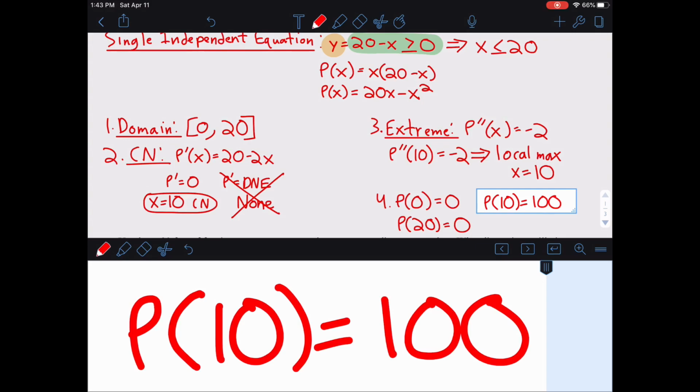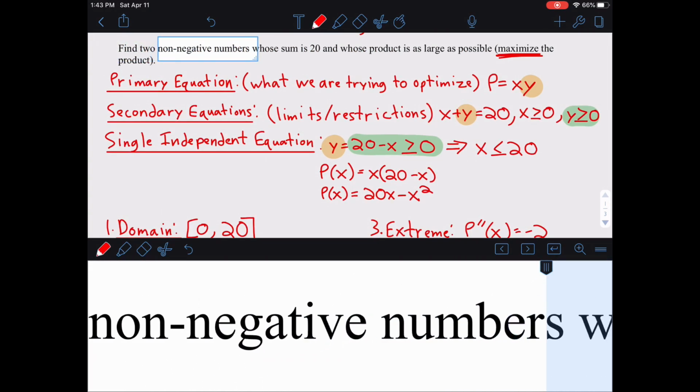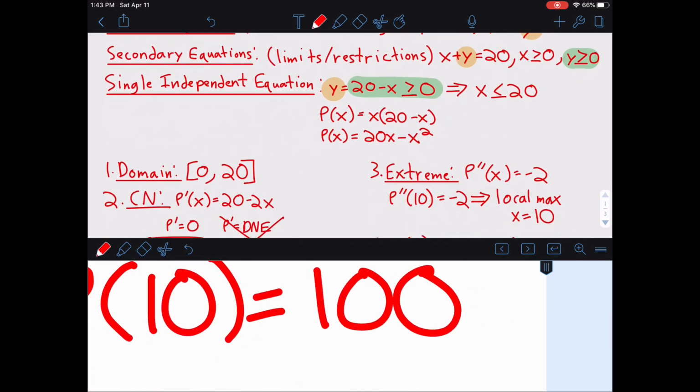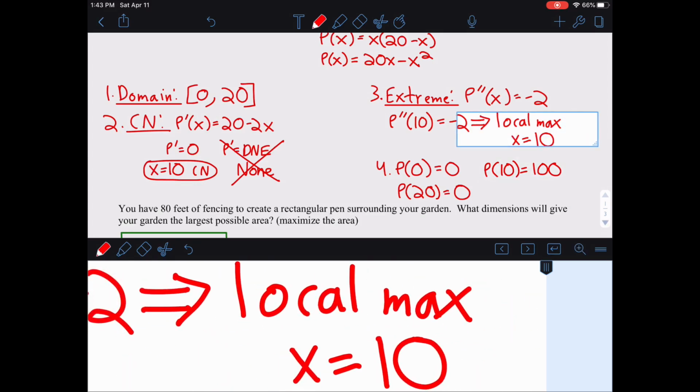And this is another place where people can sometimes make a silly mistake. What did the question actually ask us to find? If we scroll back up, it says find 2 non-negative numbers. It didn't ask me to find the maximum product, right? Now I had to find the maximum product to determine that I indeed get my absolute maximum from here and not one of the endpoints. But the question is actually asking us to find the 2 numbers, which in my work are labeled x and y. So I know one of them is x equals 10.